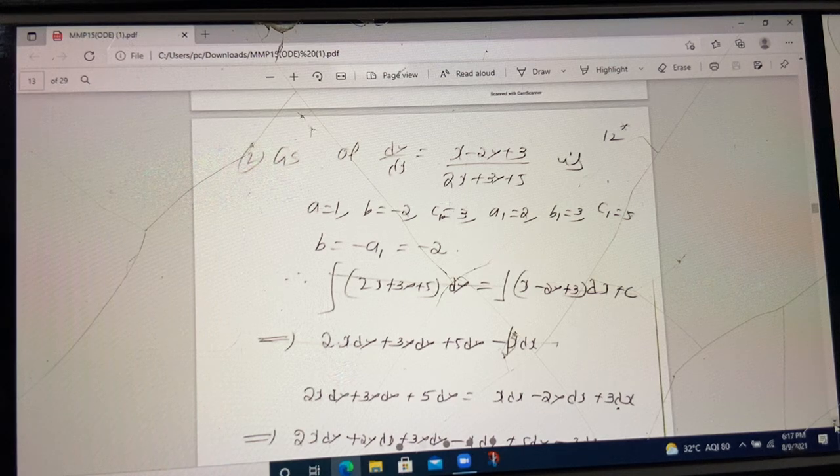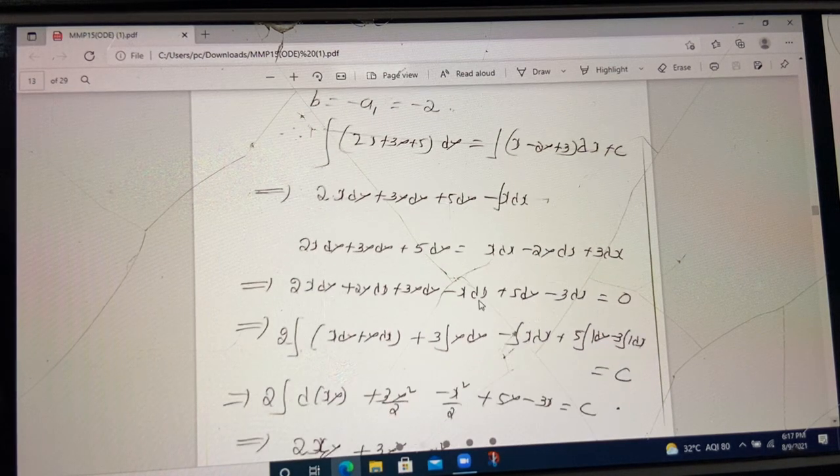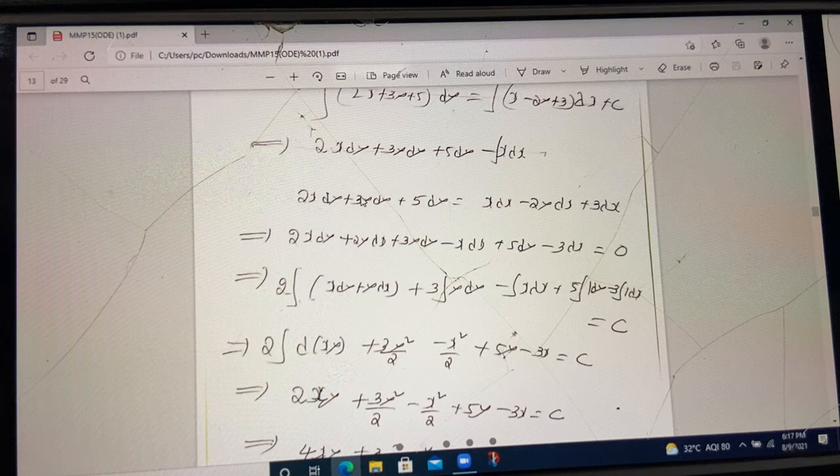Now get everything to the left side. Then which terms to jumble? Here the dy coefficient is x, the dx coefficient is y. Such terms which have opposite variables, you have to jumble together: 2x dy, 2y dx. Here the dy coefficient is y, so you can keep it as it is. Here x dx, the dx coefficient is x, so you can keep it as it is. The dy coefficient is a constant, so you can write it as it is. The dx coefficient is a constant, so you can write it as it is.